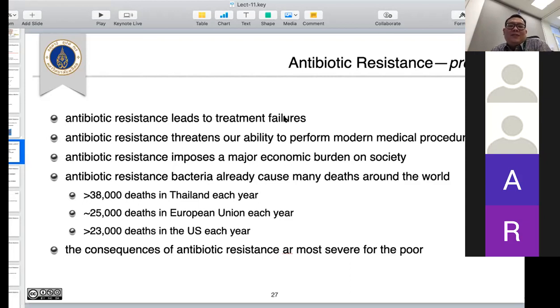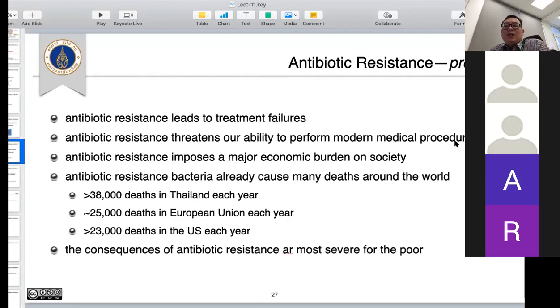Why do we need to face this big problem? It affects the ability to do modern medical procedures. When a doctor wants to operate, wants to treat you by surgery, you get a wound. And once you get a wound, you're prone to get infection very easily. Okay, so antibiotic is overused after you get an operation.